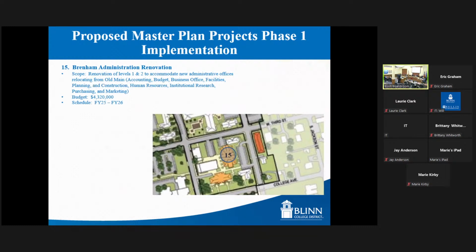And that would be the accounting group, budget and business office, facilities planning and construction, human resources, institutional research, purchasing and marketing. All those were located in Old Main previous to the winter storm. There are approximately 38 staff members from Old Main that have been relocated because of COVID, but they would be part of that group that could be located here in the administration building. That renovation is anticipated to cost $4.32 million, and it could be completed in FY 25-26.